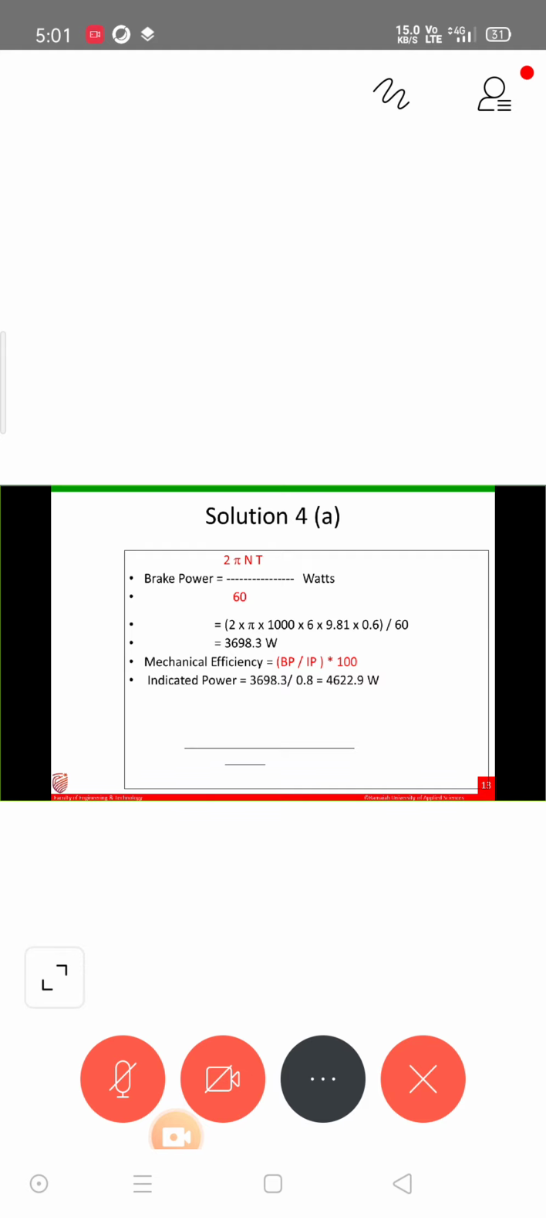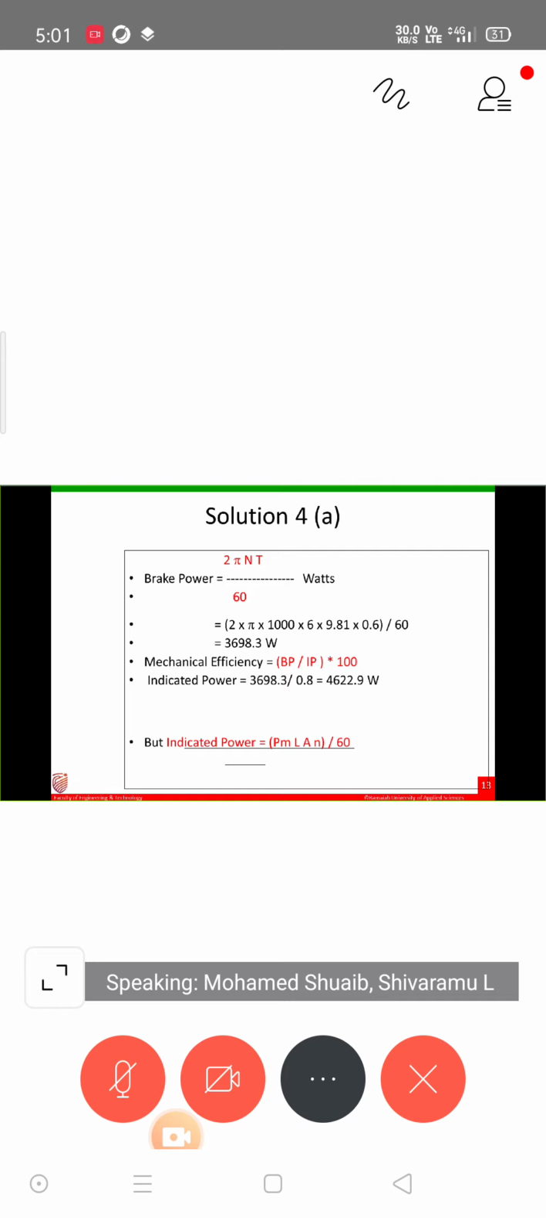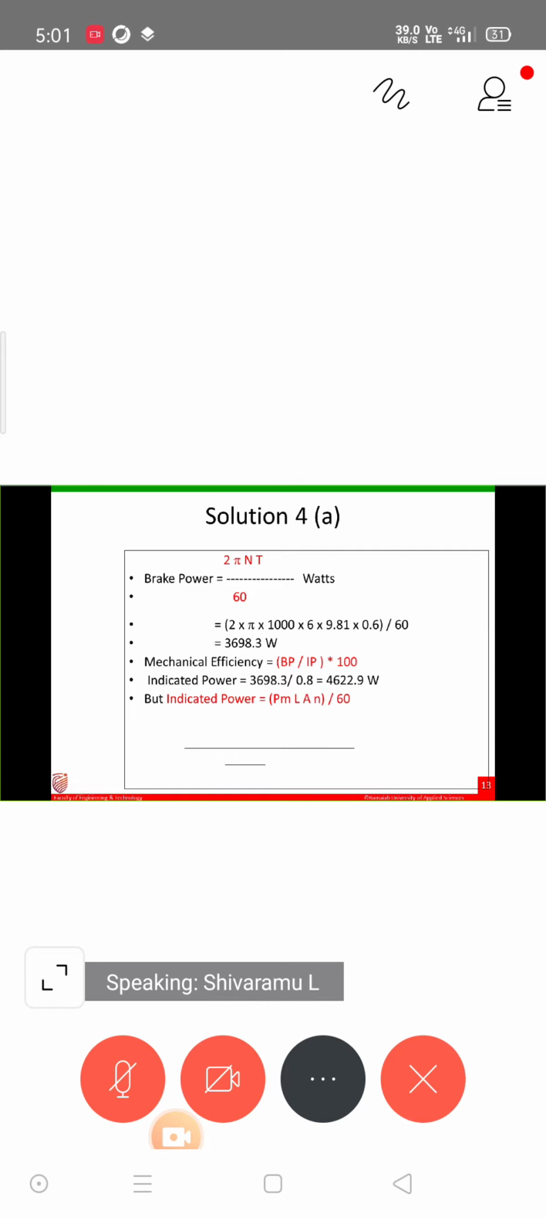We know indicated power is equal to PM, that is mean indicated pressure, into L into A into N divided by 60. I am not writing K here because it is a single cylinder, so it is assumed that K is equal to 1. Or else, whenever you are writing the formula, please make sure that you write everything: PMI LAN K divided by 60. Whenever you are substituting, instead of K, substitute 1, so that you will not forget the formula whenever you are solving the problem. Since we know it is a single cylinder, I have not mentioned a K value here. Or else indicated power is equal to PMI LAN K divided by 60.